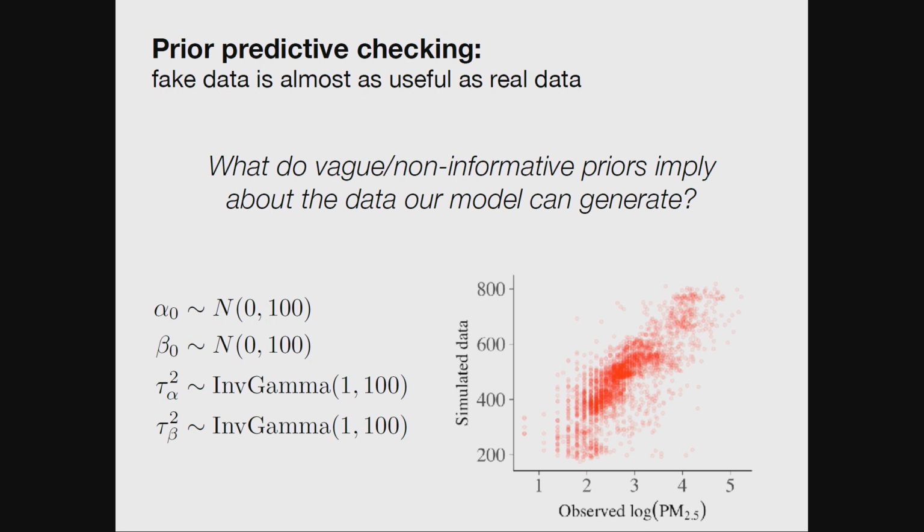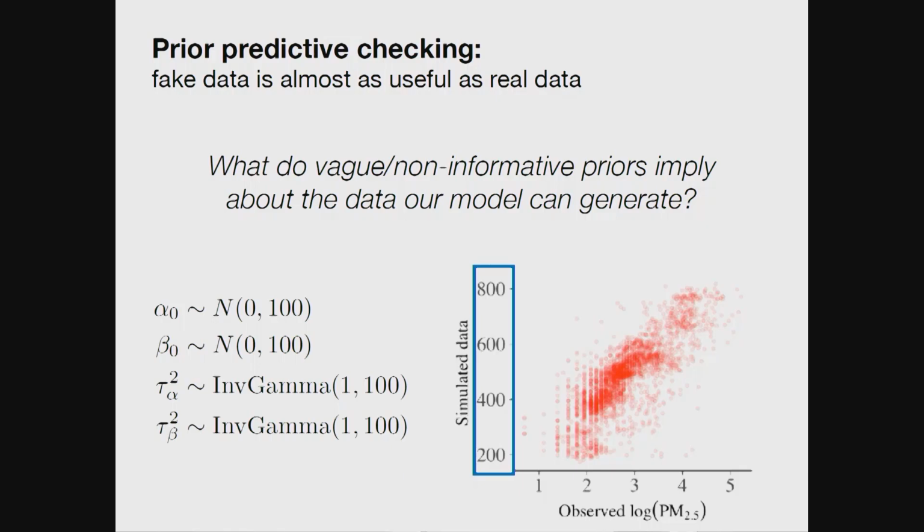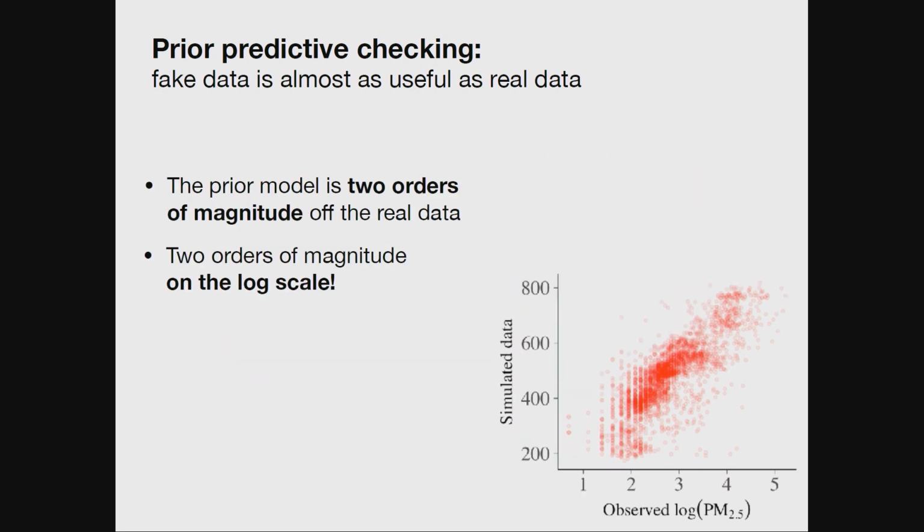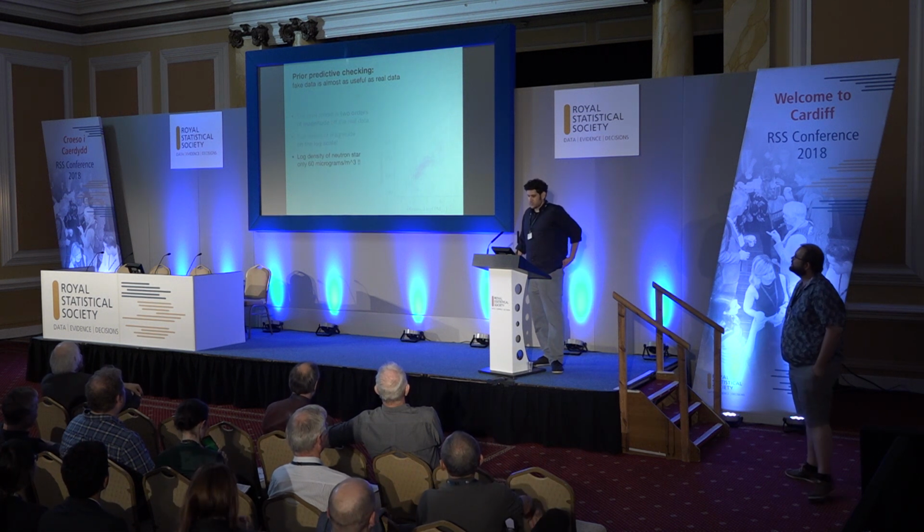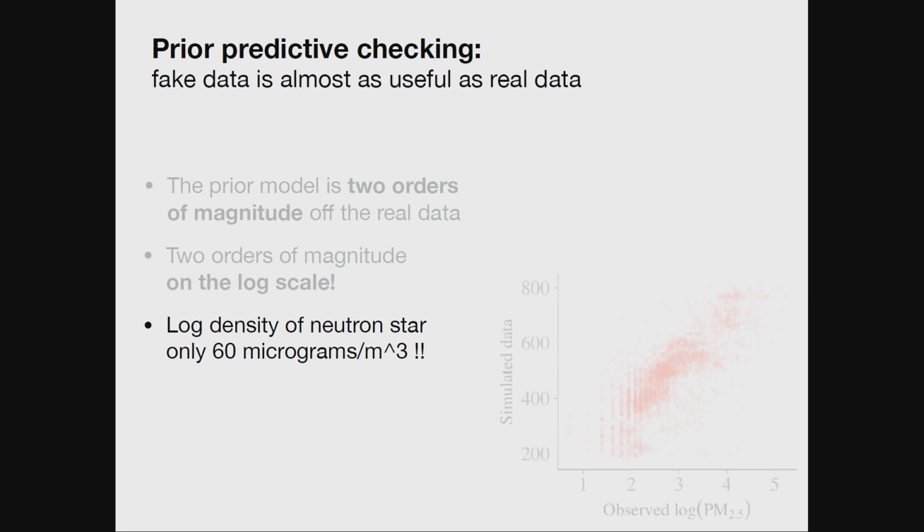So the x-axis is the observed ground monitor measurements, and the y-axis are simulations from the model before we fit it to the data, right? Just from our prior data generating process. And we have some issues here, where the data that we can generate from our prior is 2 orders of magnitude different, and that's on the log scale, right? So there's not even a spot on the y-axis here where you could put the density on the log scale of a neutron star. If these were the levels of particulate matter, we would not be in this room, we'd all be dead.